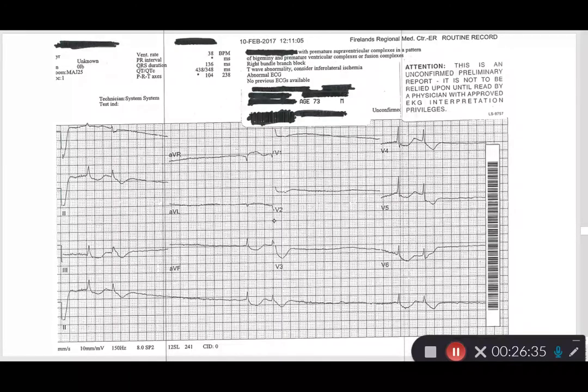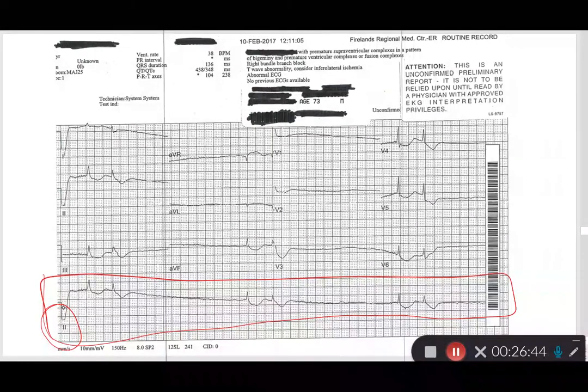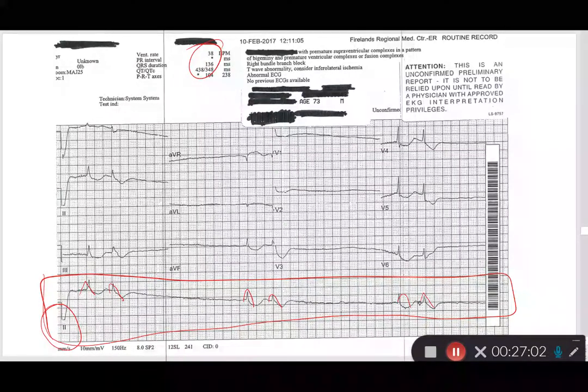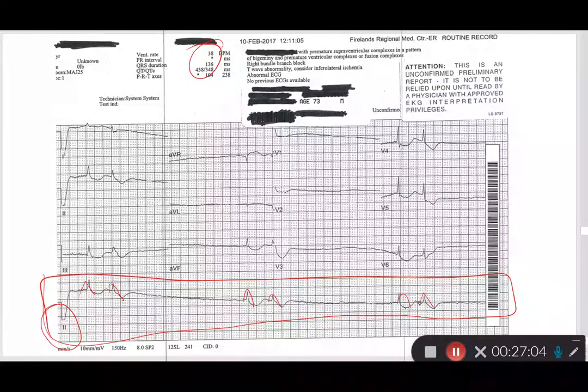All right, this person, this is a 12 lead. So we do have a lead two printout here at the bottom, so that's what we're going to focus on. My heart rate, 38 beats per minute, so very slow. I have wide complexes. So this isn't a regular rate, which sometimes can happen with our ventricular rhythms. Basically, this patient was really trying to die, to put it lightly.